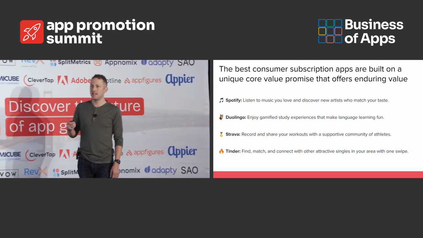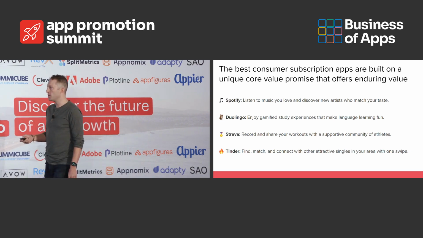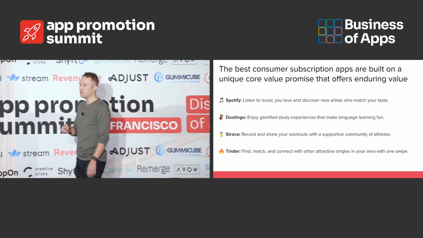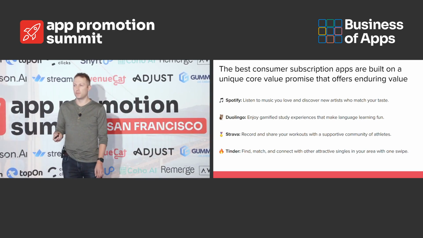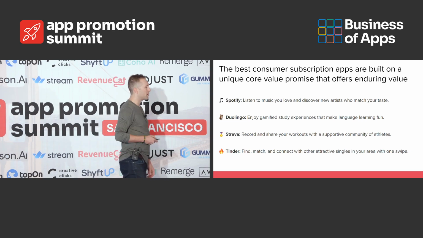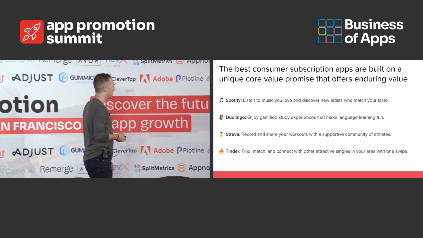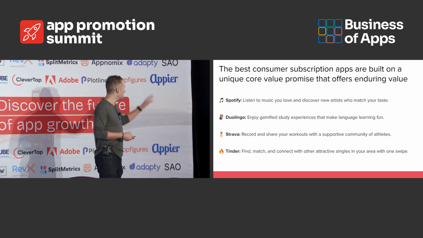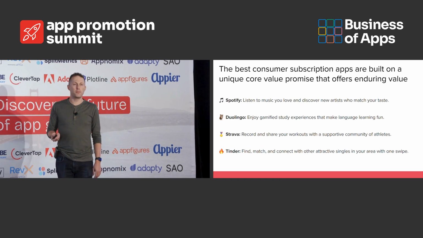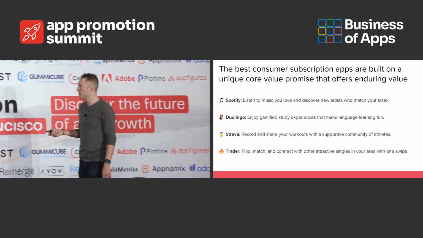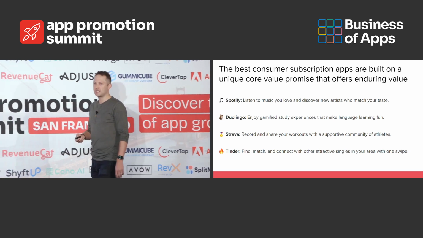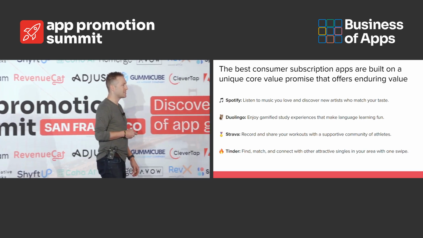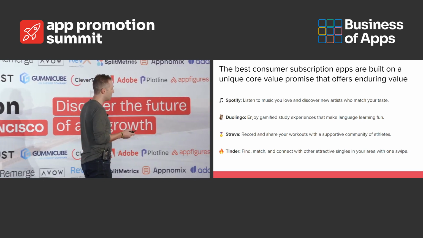Because subscription businesses in particular rely on recurring revenue from subscribers who come back and pay you again and again and again. If you don't have that, at least from your best subscribers, then you don't have a sustainable business model. And so if you look at the top consumer subscription apps, and I've listed a few of them on here, you can see that their value promises are synonymous with the brand, right? Even if I took the names of these companies away, you would probably know who I'm talking about. I won't go through all of them, but if I told you I was talking about gamified study experiences, you would immediately think Duolingo. Or if I said, find attractive singles in a single swipe, you would think about Tinder.